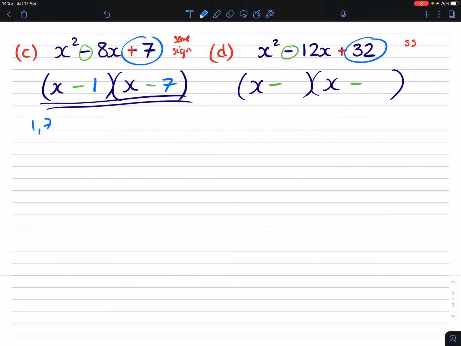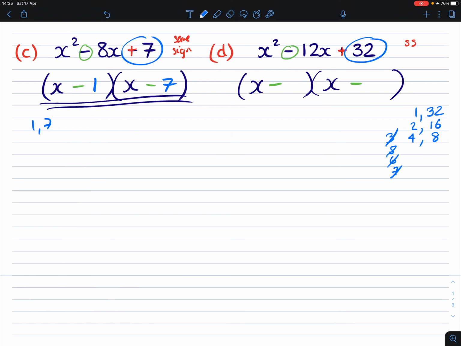Let's make a list. 1 and 32, then try 2, goes with 16. 3 doesn't work, you can make a note of that on the side if you want. 4 goes with 8, 5 doesn't work, 6 doesn't work, 7 doesn't work, and then we end up back at 8. So those are all the possible factors.